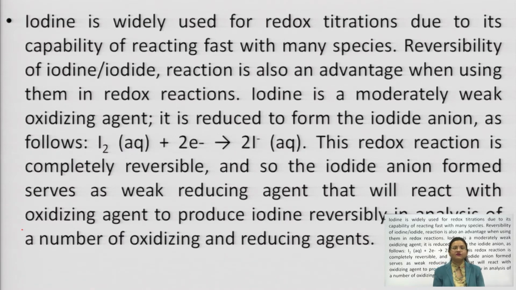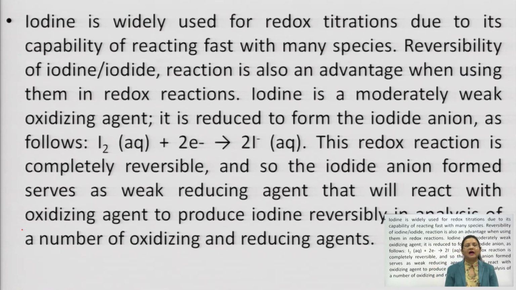In iodimetry, we use iodine as a direct standard solution to react with the analyte. But in iodometry, we use any of the salts or compounds of iodine to react completely with the analyte. This is the difference. We will study the difference in detail in upcoming slides.